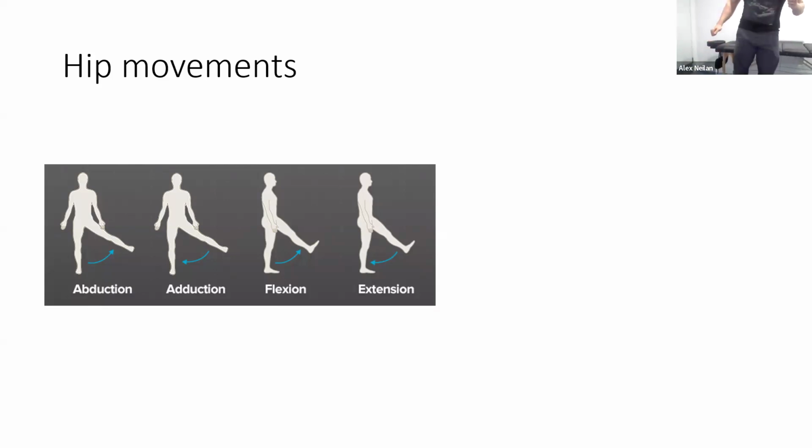Okay, so abduction would be lifting the hips out to the side. Which means adduction is bringing them back in again. We've got flexion, bringing them up in front of you, and extension, which is bringing them behind you. That's those movements, nice and easy.